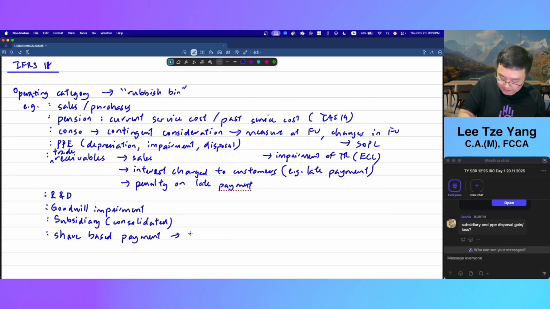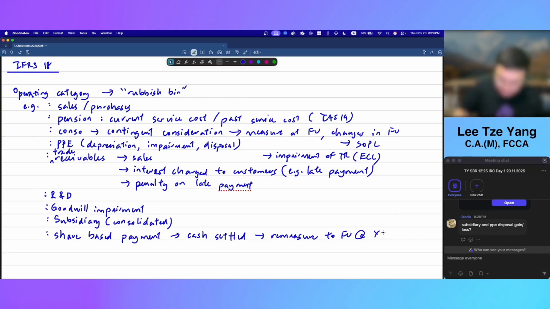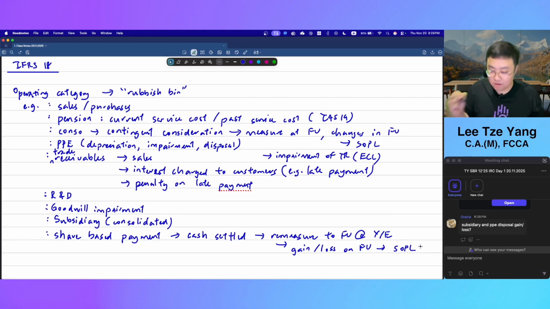The cash settled, we need to remeasure to fair value also as at the year end. So this one, the gain or loss on the fair value in SOPL, it is also in operating category.